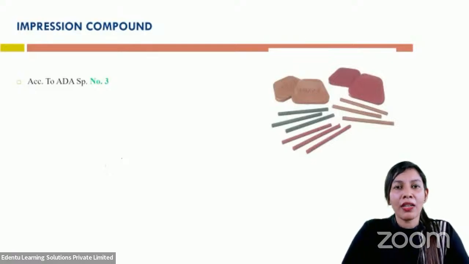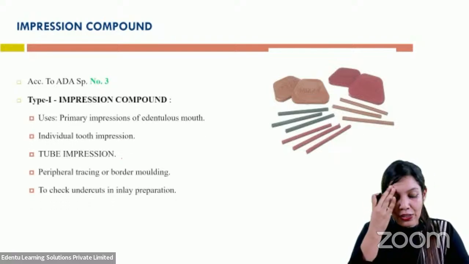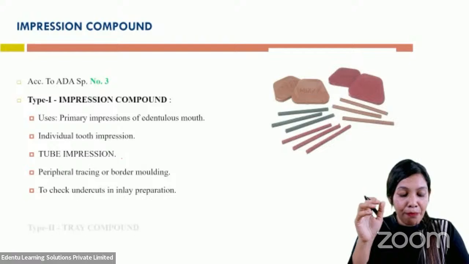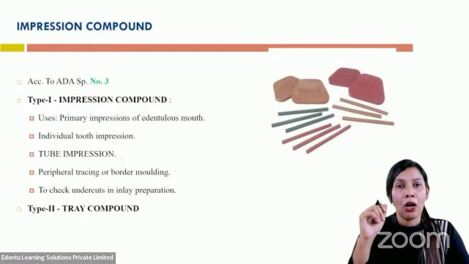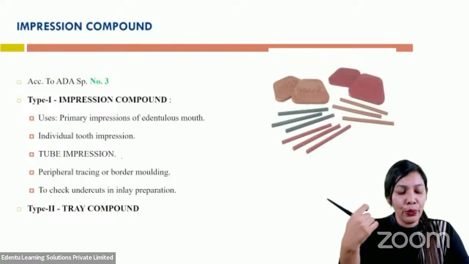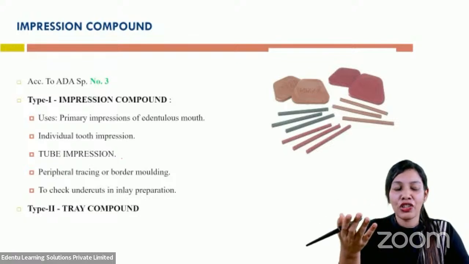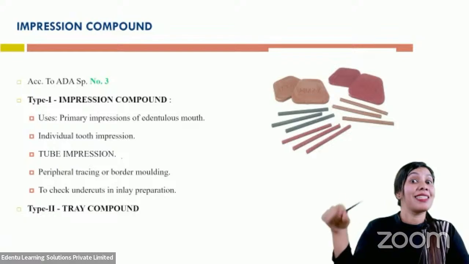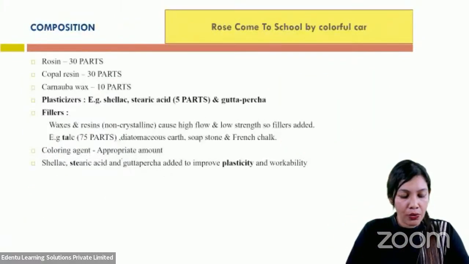Next is impression compound. The main important thing to consider in impression compounds is, first of all, the ADA specification number, which is 3. Hope you have seen this in your prosthodontics lab, so it is much easier for memorization. It is of two types: impression compounds and tray compounds. Impression compounds are used for actually making the impression. Tray compounds are for the tray extensions.